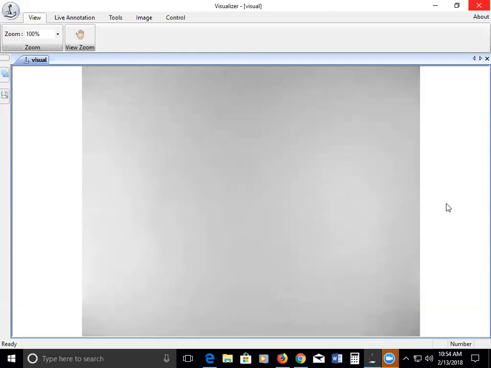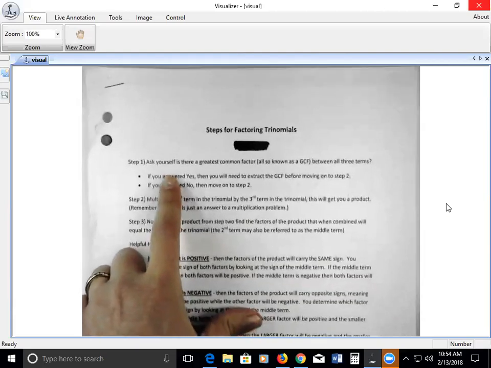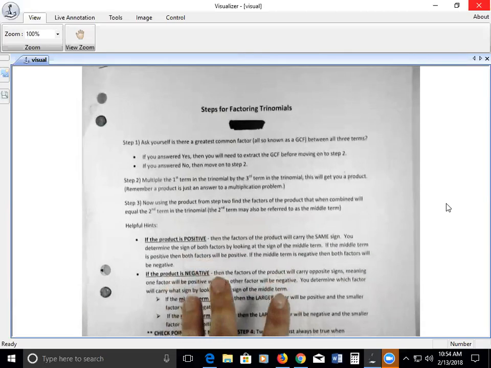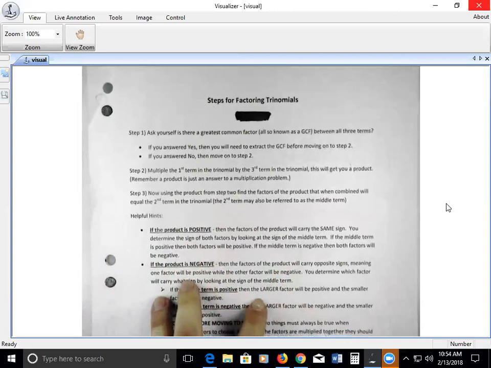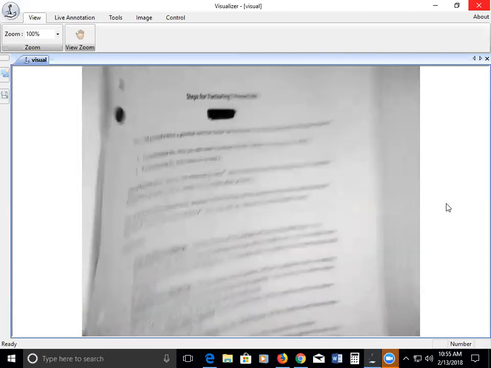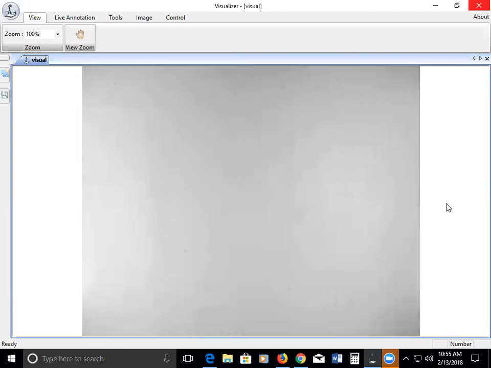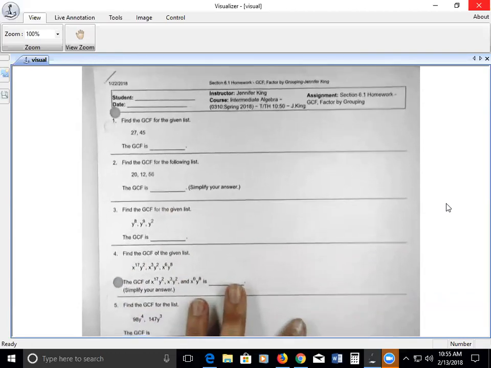Today, all we're going to discuss is literally step 1. Step 1 is 6.1. It hyper focuses on finding a greatest common factor. So it says, ask yourself if there is a greatest common factor, also known as a GCF, between all three terms. If you answered yes, then you will need to extract the GCF before moving on to step 2. So in every case that we're dealing with today, we're going to have to extract the GCF, or the greatest common factor.